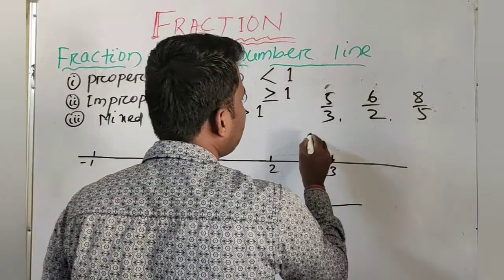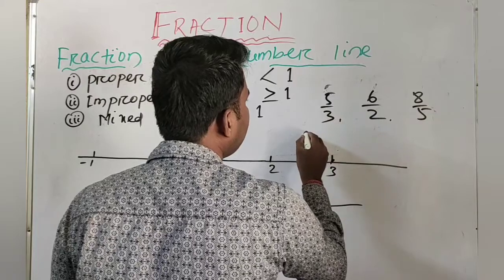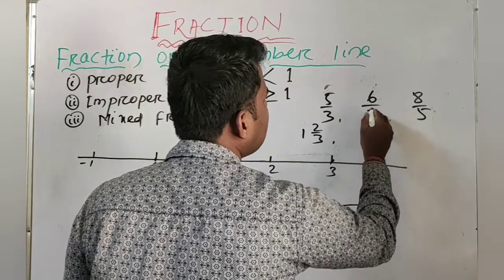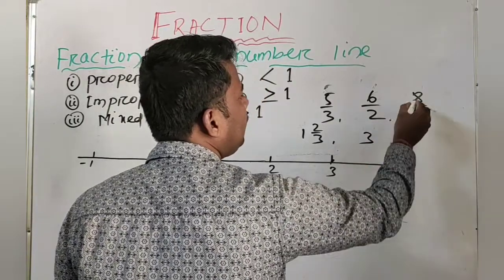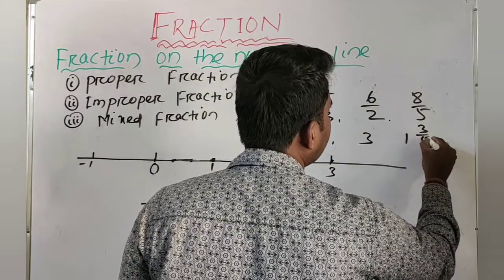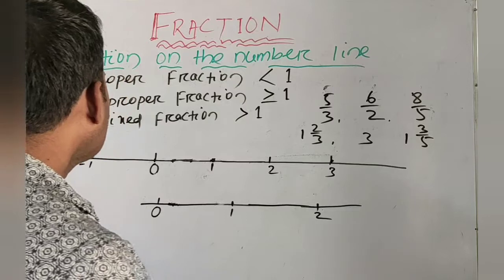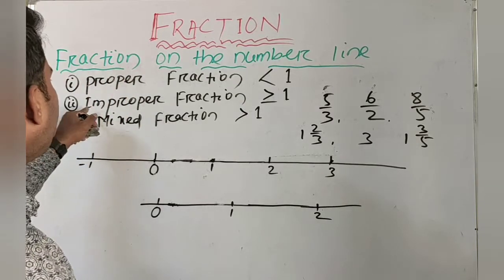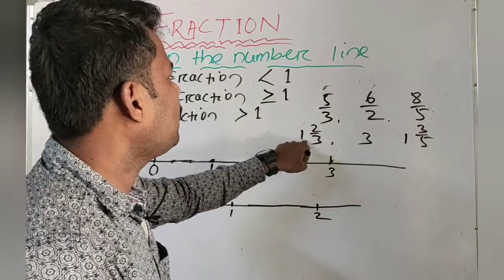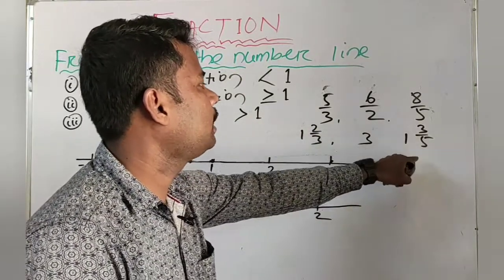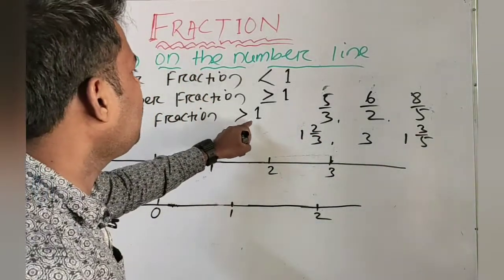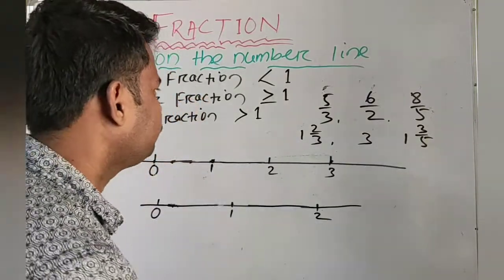So when we convert this, 5 by 3 will be 1 whole 2 by 3. Again 6 by 2 is 3 whole, and 8 by 5 when converted into a mixed fraction will be 1 whole 3 by 5. And we have known all improper fractions are greater than or equal to 1. So these are 1 whole 2 by 3, 3 whole, 1 whole 3 by 5, all greater than or equal to 1, and mixed fractions are always greater than 1.